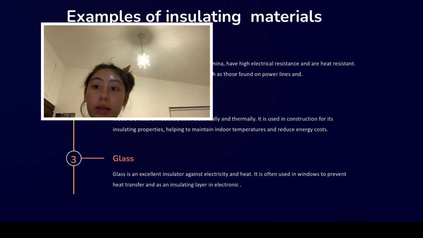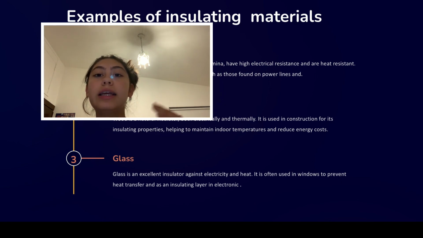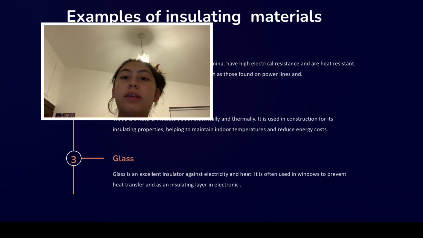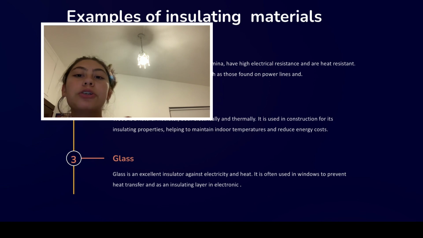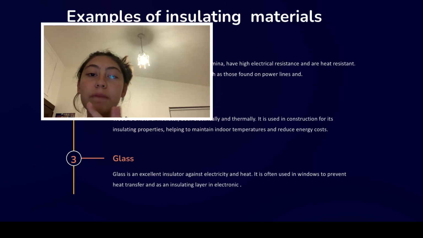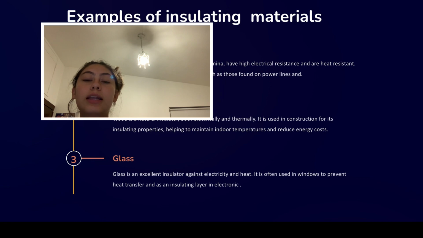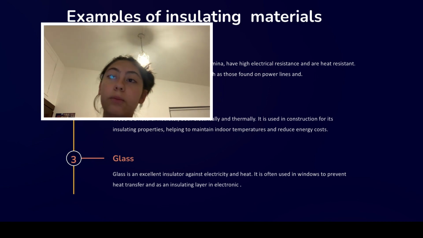Then we have wood, and wood is a natural insulator, both electrically and thermally. It is used in construction for its insulating properties, helping to maintain indoor temperatures and reduce energy costs. And then we have glass. Glass is an excellent insulator against electricity and heat, and it is often used in windows to prevent heat transfer and as an insulative layer in electronic devices, such as iPhone, for example.